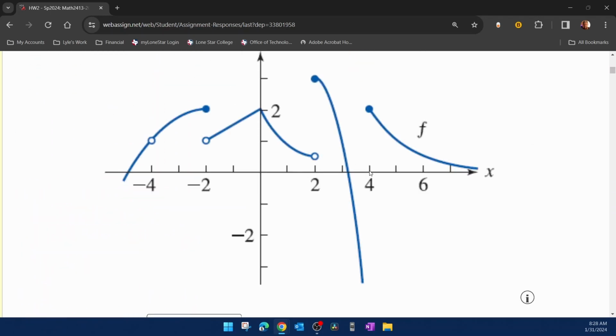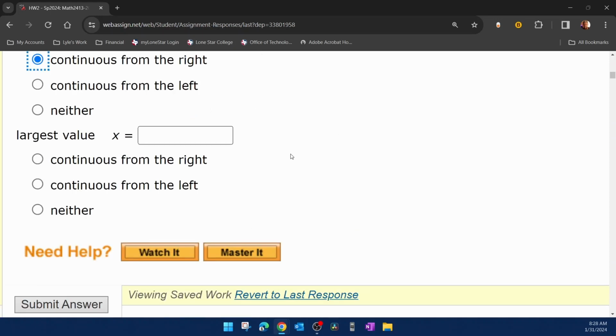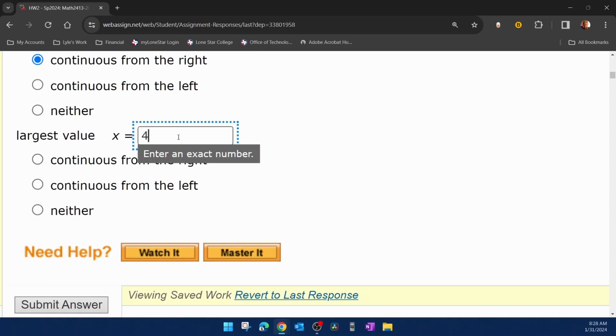And scanning across, we can see that that is at 4. There is a definite break in the graph at 4. Again, the reason this is discontinuous at 4 is because the limit doesn't exist. Notice the function value does exist. There is a point at 4, but if you approach from the right and approach from the left, you do not approach the same y value. So the largest value is 4. It is continuous from the right.